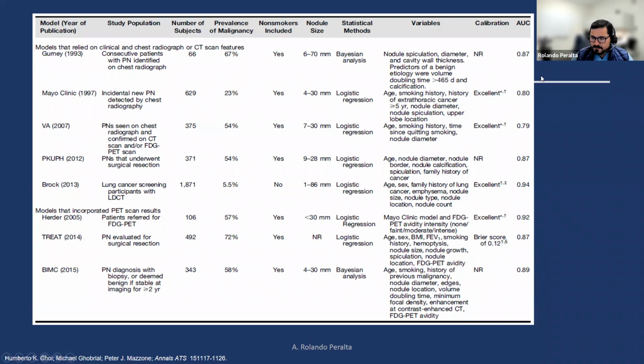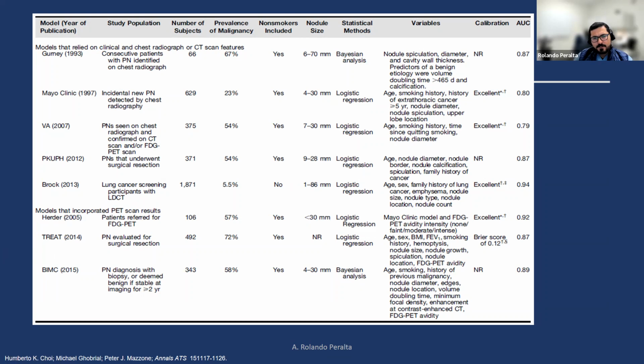Then the other thing is that the prevalence of malignancy in these models is exceedingly different. All right, so if you take the Brock model, which was created with NLST data, okay, low dose CT screening patients, the prevalence of malignancy was 5.5, and that's not surprising because it's a screening population. They're not having any symptoms. They're not getting an X-ray or a CAT scan for a particular reason. It's just screening. So you would expect the prevalence of malignancy to be lower, as opposed to Gurney, Mayo, VA, okay, which are incidental lung nodules predictive models, where the prevalence of malignancy is different. That matters. And then the other thing that matters is that the characteristics or the variables in each one of these models might be different.